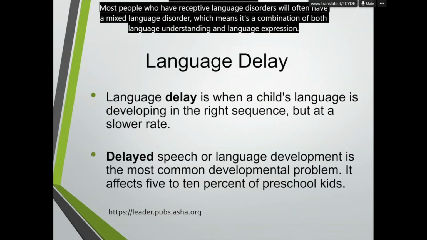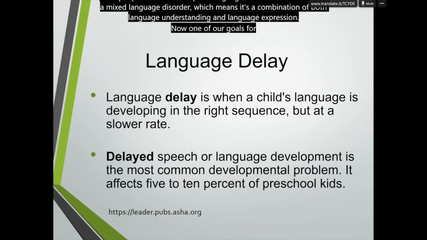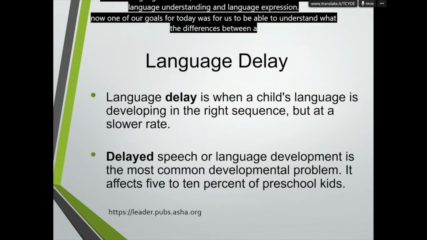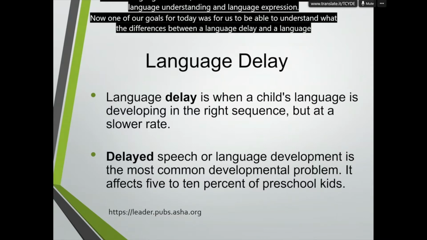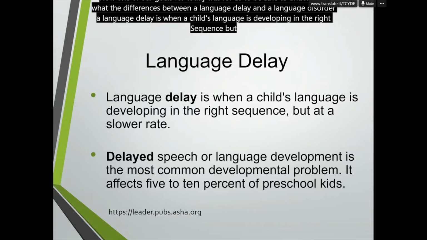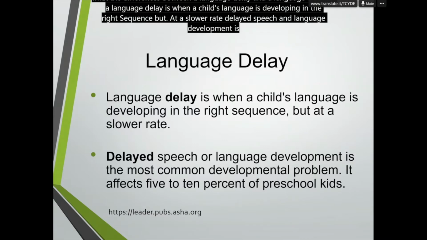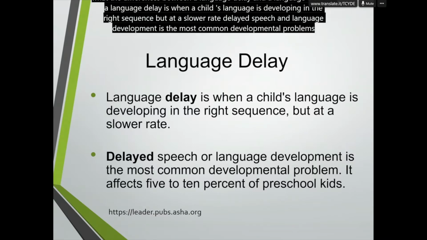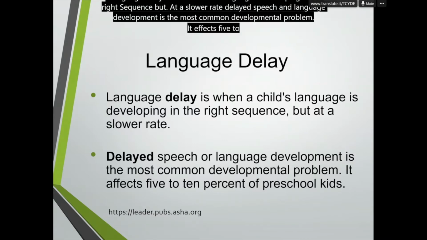Now, one of our goals for today was for us to be able to understand what the difference is between a language delay and a language disorder. A language delay is when a child's language is developing in the right sequence, but at a slower rate. Delayed speech and language development is the most common developmental problem. It affects 5 to 10% of preschool children.